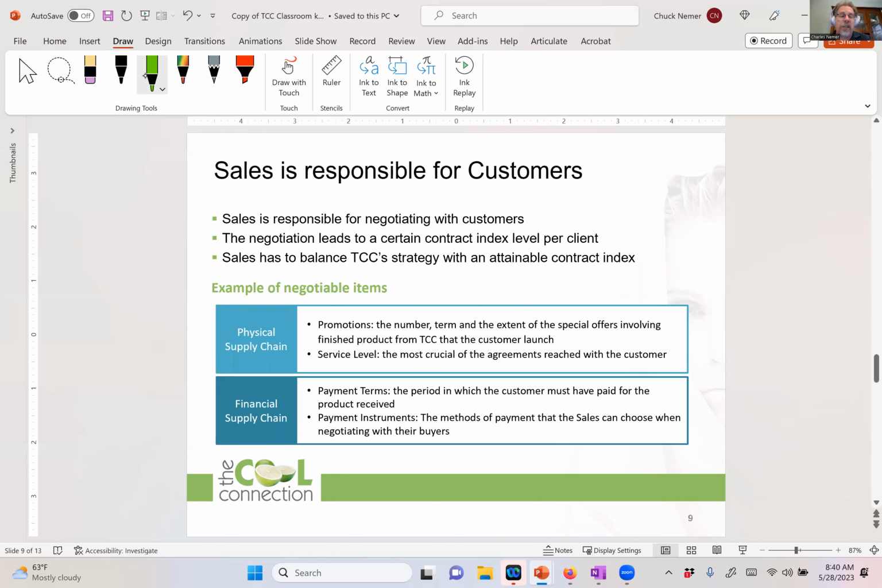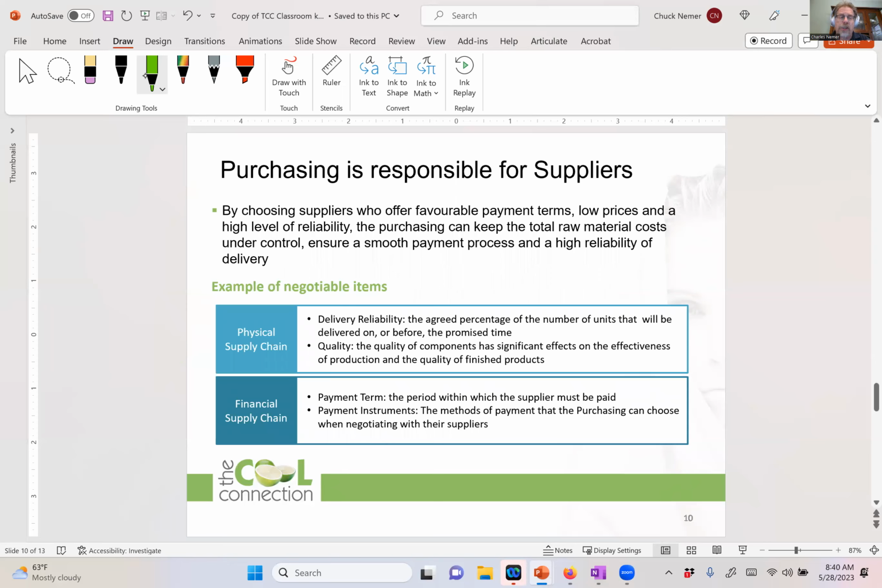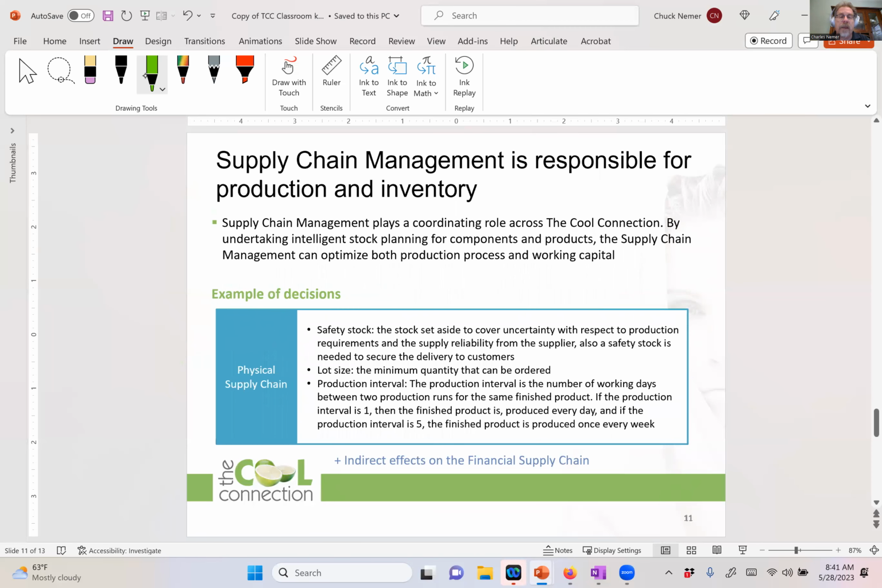Okay, so just to give you an example, looking at the screen here, you're responsible for customers if you're in sales. So you'll be dealing with a number of decisions, both on the physical side as well as on the financial side. Purchasing will be responsible for suppliers, again, both on the physical and financial side, and we'll show you the specific decisions in just a little bit.